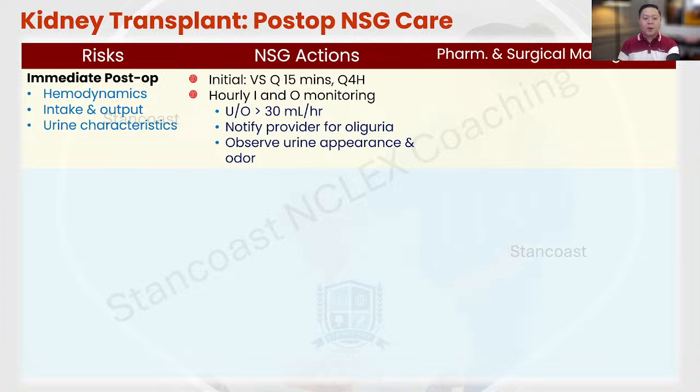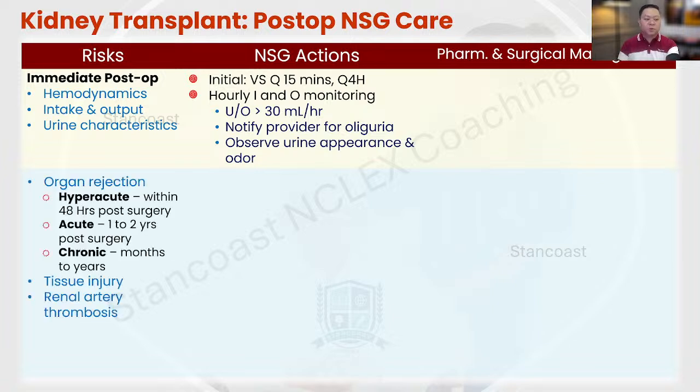Okay? Now, we're going to also check for organ rejection as early as right after they are sent out to the PACU. They need to be checked for a possible organ rejection. The organ rejection can possibly occur right there and then. It could be a hyperacute type of organ rejection that can occur within the 48 hours after they receive the new kidney. That is just bad, right?